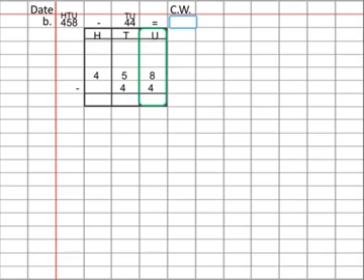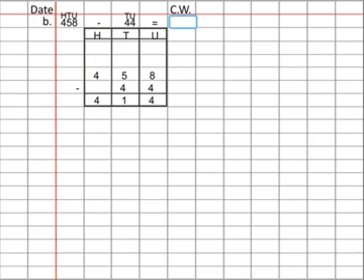Let's start by subtracting the numbers in the units column. 8 minus 4 is equal to 4. Next is the tens column. 5 minus 4 is equal to 1. Lastly, hundreds column. We will write the number 4 as it is.